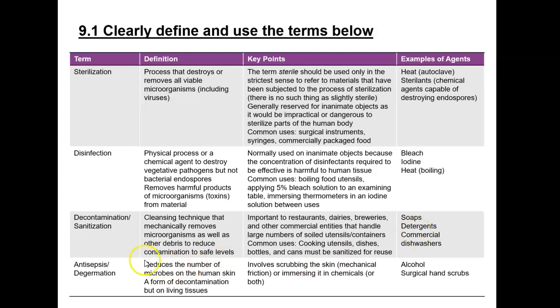Okay, so decontamination or sanitization is a cleansing technique. It's using soap or a detergent to remove microorganisms. We use that term typically in restaurants, dairies, breweries. A lot of times it's related to food preparation. So why do we wash our dishes after dinner? Because we're going to decontaminate them or sanitize them. We're going to wash them and mechanically remove the microbes from the surface using soap. So when you think of decontamination, sanitization, think of soaps.